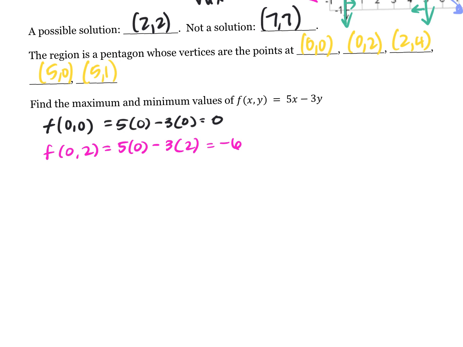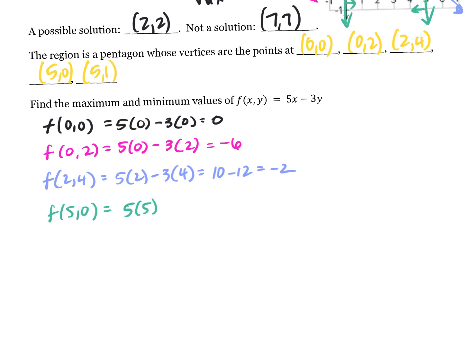Okay. Let's do another one. Porter, you want to do that? What about f of 2, 4? 2, 4 would be 10 minus 12 to get negative 2. Beautiful. Is that my new min? No, it's still small, but it's not the smallest. Very good. Let's check 5, 0. 5 times 5 minus 3 times 0. Ooh, 25. Is that my new max? Yeah. How about 5, 1? 5 times 5 minus 3 times 1, 22.